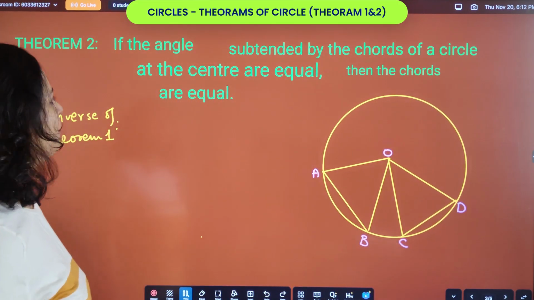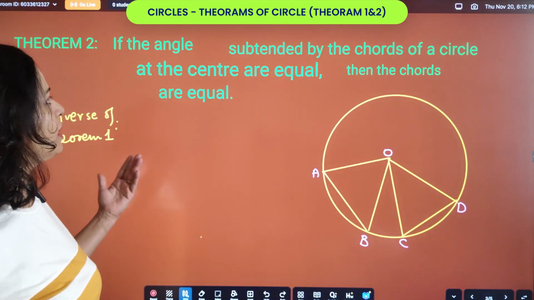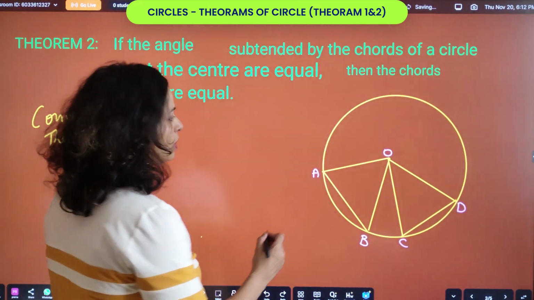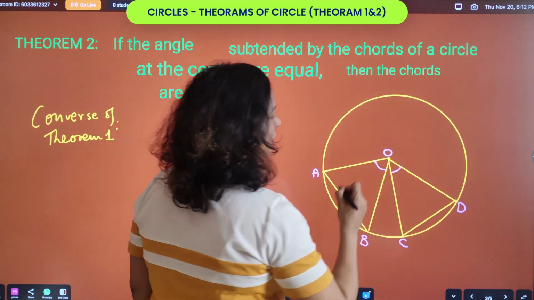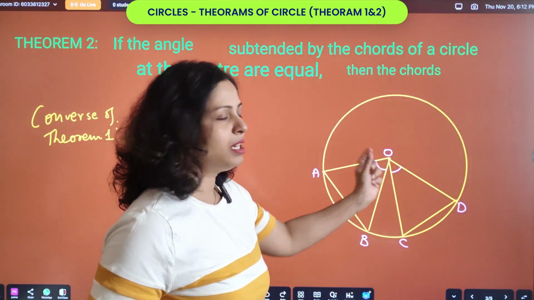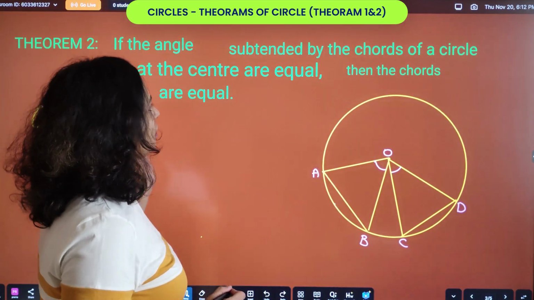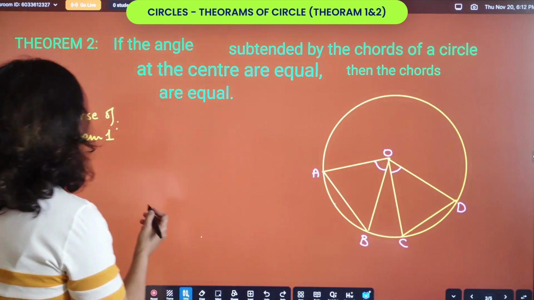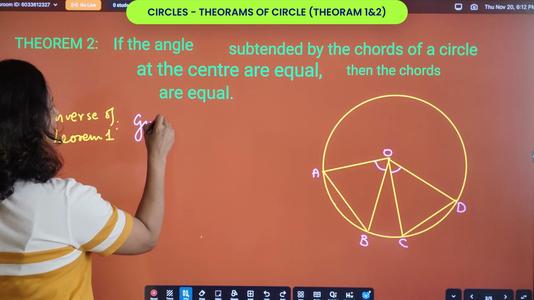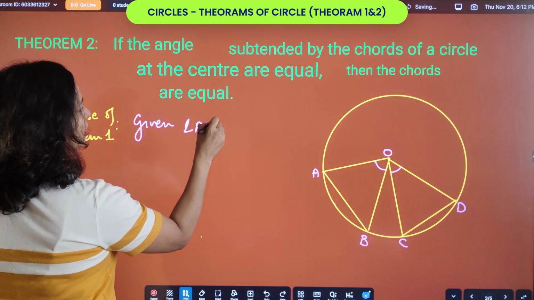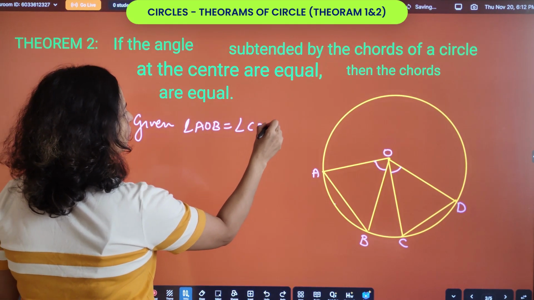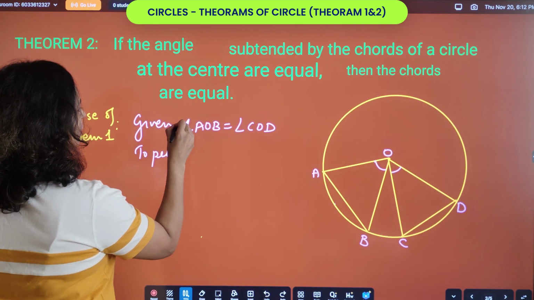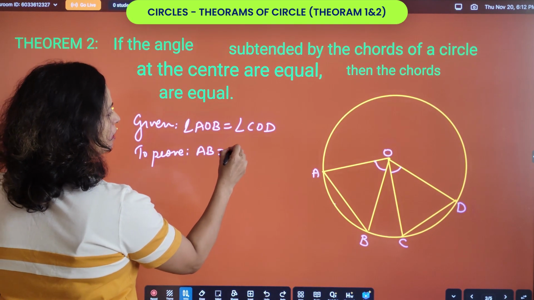So here what is given? Why is this a converse? Because here the angles subtended by the chords of a circle at the center are equal. The angles subtended by the chords AB and CD are equal. That is given to us, and we have to prove that the chords are equal. Basically, angle AOB is equal to angle COD is given, and we need to prove AB is equal to CD.